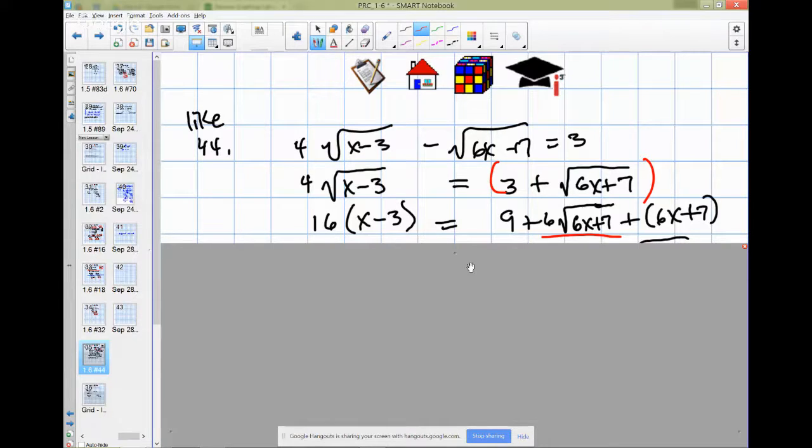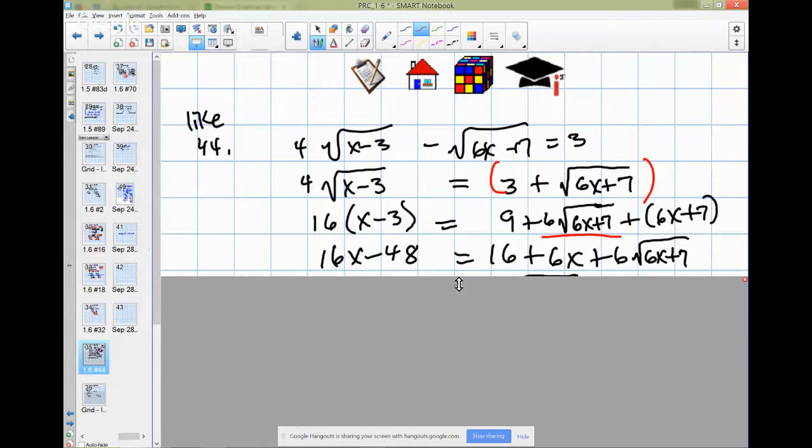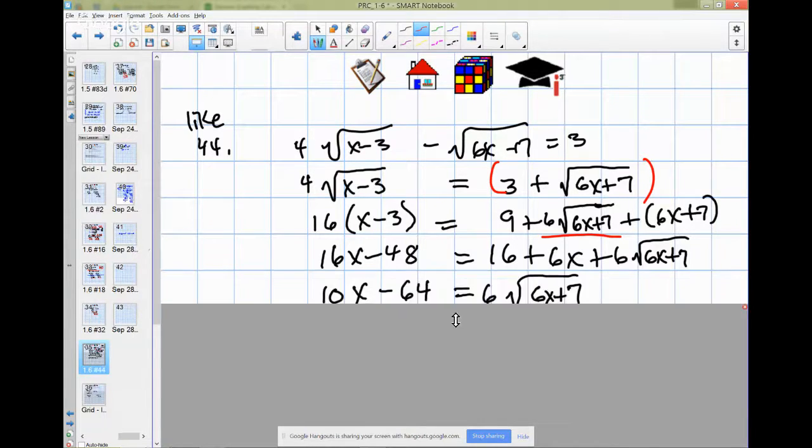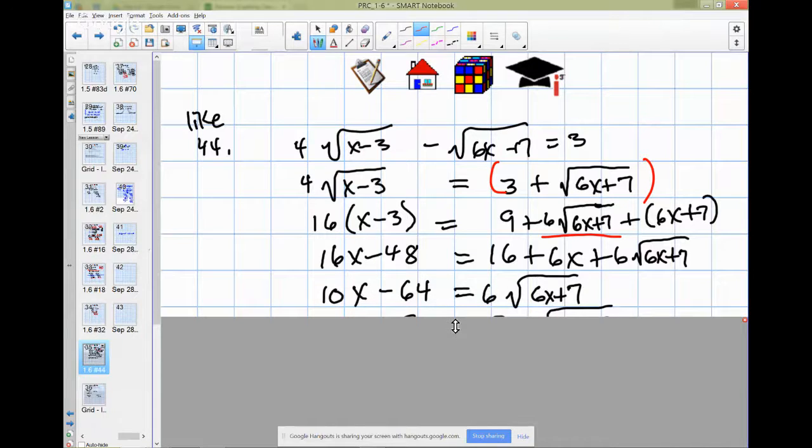Square both sides again. But before you do that, the idea is to get this root alone. So first I multiplied out the left. And on the right, I simplified 9 plus 7, 16. I just rewrote it a little bit. Now, let's get this 16 plus 6x, let's subtract that from both sides. 16 from negative 48, you get negative 64. And if you subtract 6x from 16x, you get 10x. And do you see we're down to this point now?